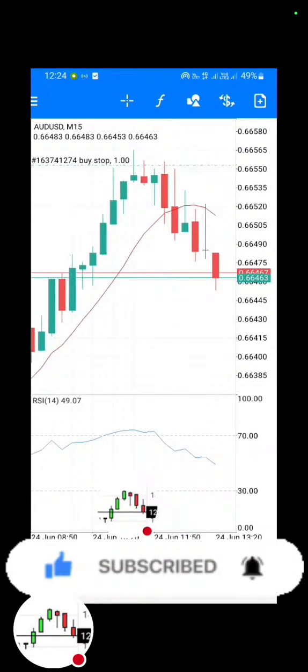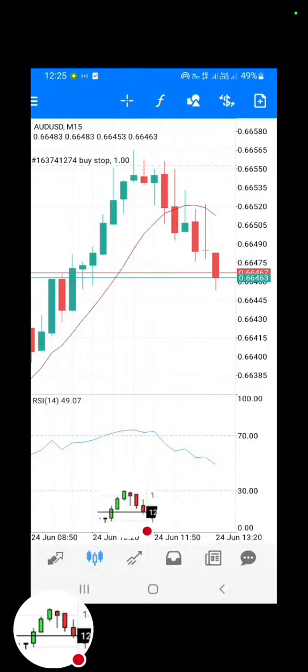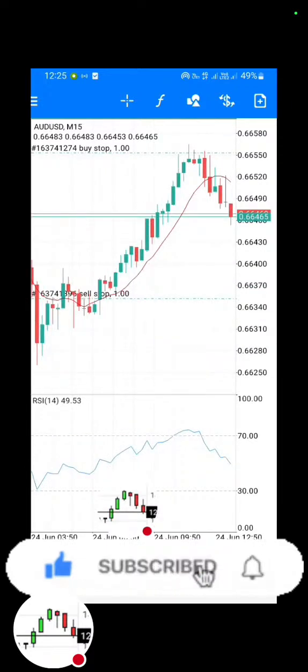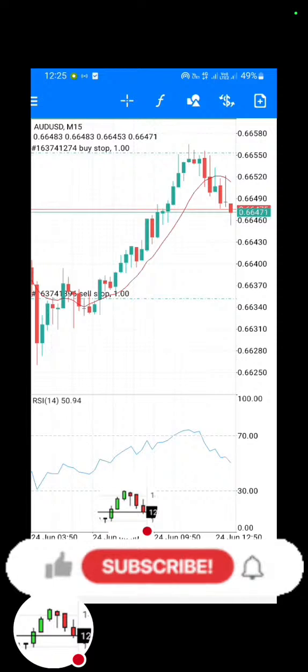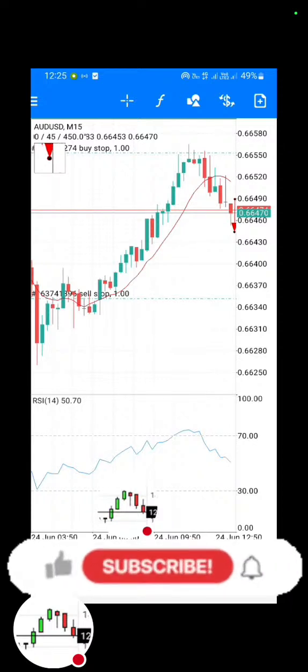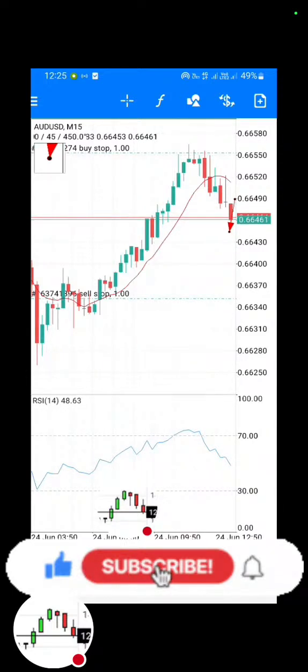So let's say the fundamental event is going to be released right now. So what is going to happen? You can see that I have 2 pending orders, one is a buy stop and the other is a sell stop. The market will trigger one of these pending orders. The market will be very fast, guys. This is fundamental news. It's going to do something like this.